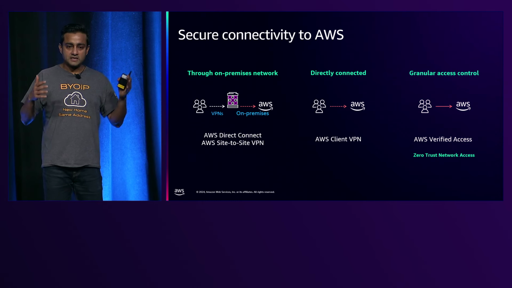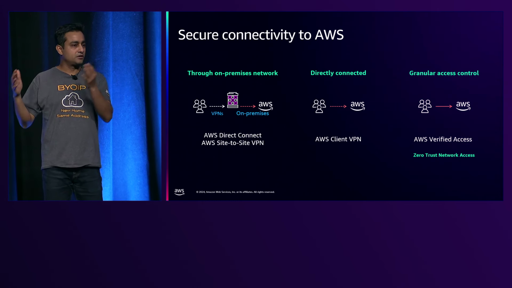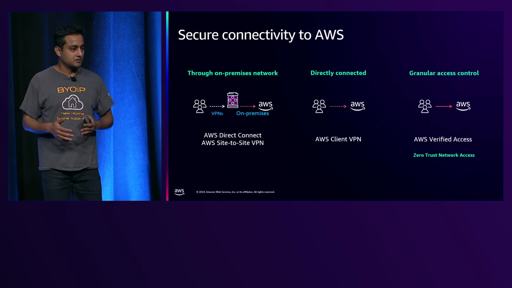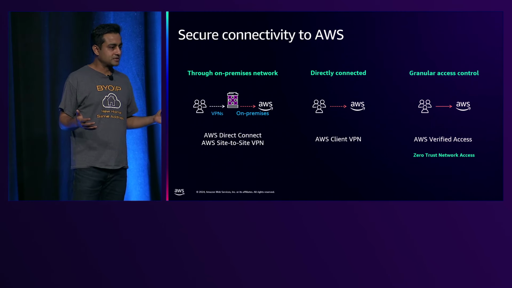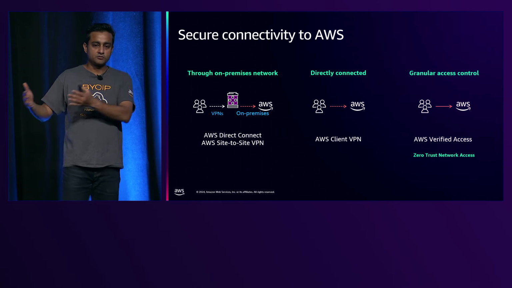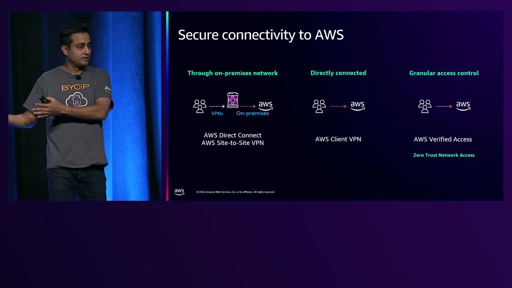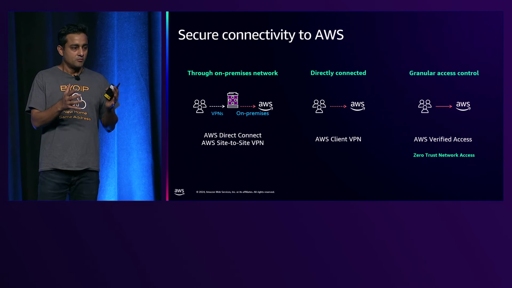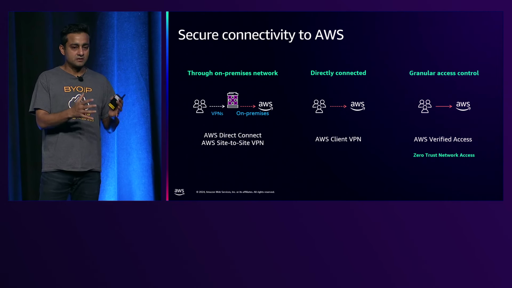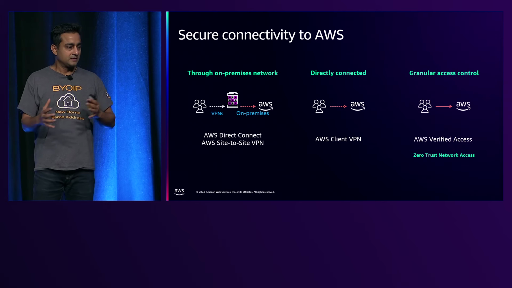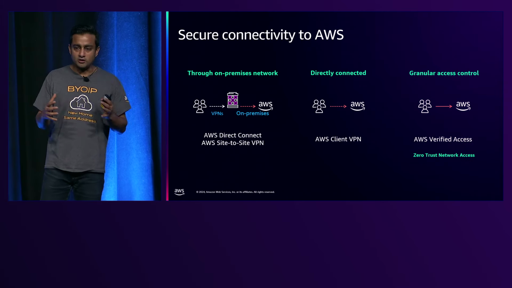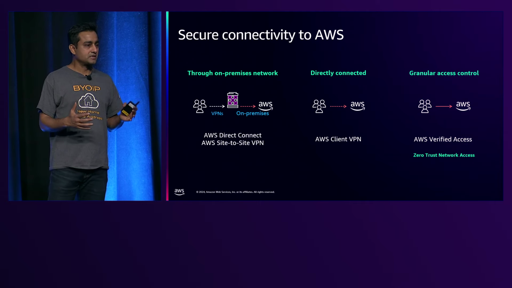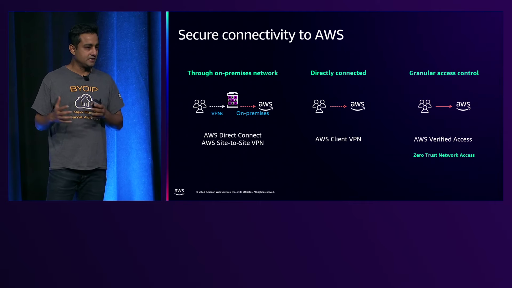Then we have customers who said that, hey, I want my users to connect directly to AWS and the network and all the applications in the network. So we came up with service called AWS Client VPN, and that gives connectivity to your network in AWS. And then few years back we learned from customers that they want more granular controls on who can access what set of applications. And this was more of a security ask, but they also wanted ease of use. So essentially they were saying that, hey, we want zero trust connectivity to our applications in AWS.